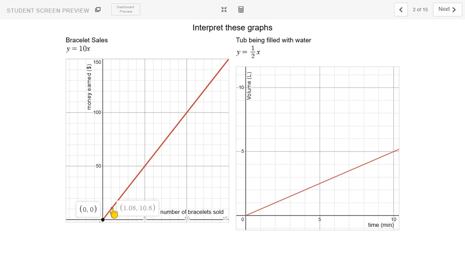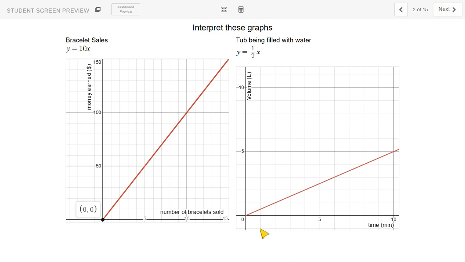1 bracelet, you get $10. At 2, you make $20. At 3, $30. At 4, you make $40. 5, you make $50. And we see the pattern will continue. So it's going to increase by $10 for each bracelet sold.